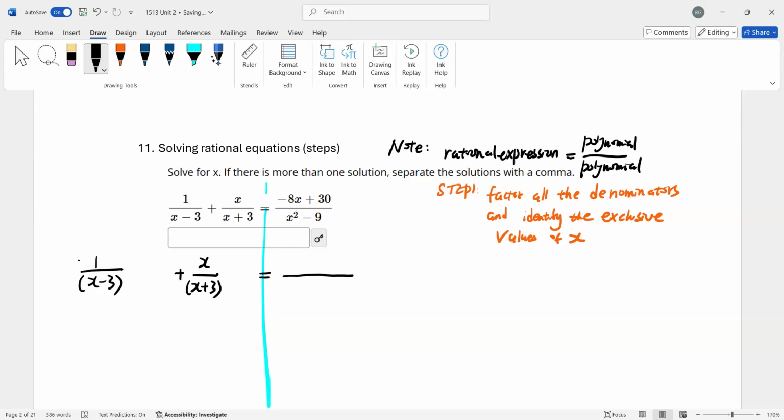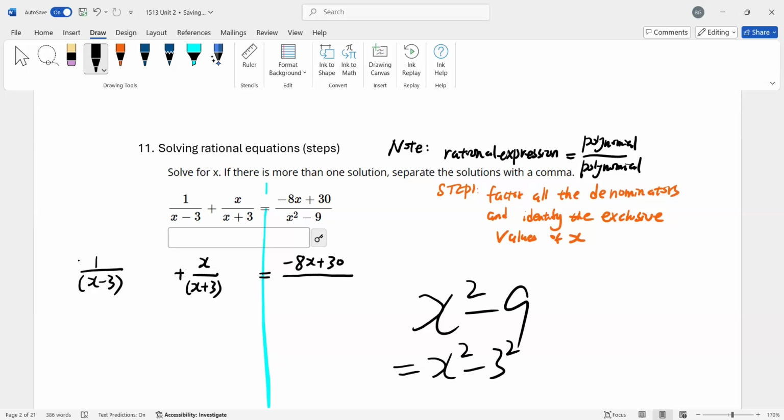On the right side, however, numerator negative 8x plus 30, the denominator is factorable, right? Okay, let me test you on how much you have learned from Foundation 2. How do you factor x squared minus 9? A hint, 9 is 3 squared. How do you factor x squared minus 3 squared? That's why I told my Foundation 2 students, if you don't know how to factor polynomials, you cannot do pre-calc. Yeah, how do you factor x squared minus 9?